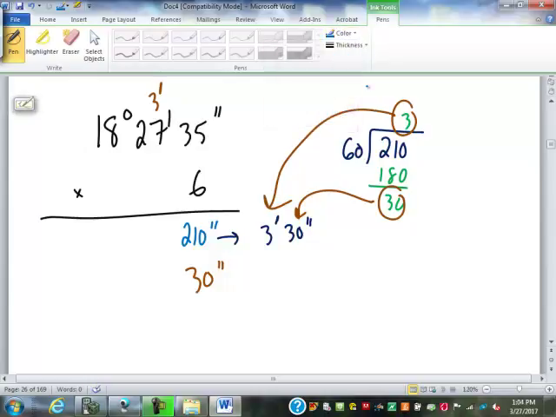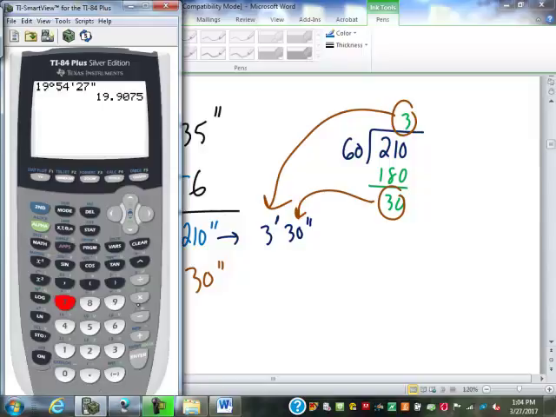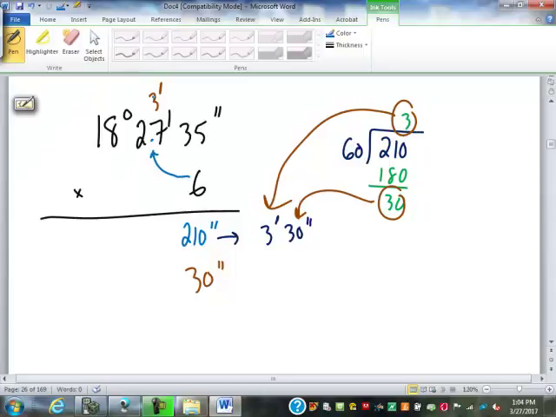Now, this is where a lot of people make a mistake. We have to multiply first. Those 3 minutes we carried are going to come into play after we multiply. 6 times 27 is 162, right? Let me double check since I'm a little off today. Yeah, 162. Plus the 3 is 165.